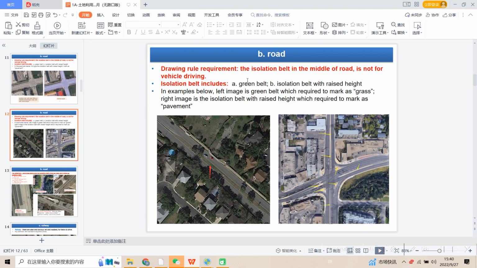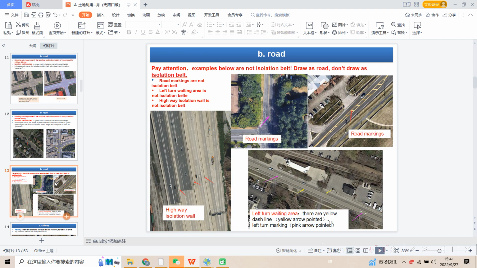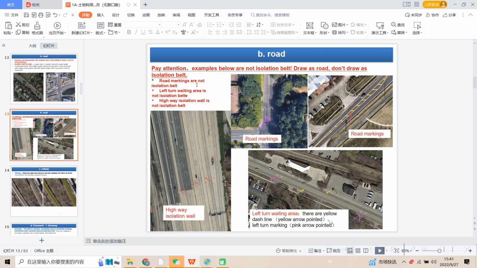And the green belt. In this example below, the left image is a green belt, which is required to be marked as grass, and the right image is an isolation belt with raised height, which is required to be marked as pavement. So when you draw a road, remember to exclude them in your drawing. And be careful, the examples below are not isolation belts. They are just markings on the road or a highway isolation wall. Those don't have a height and they have the same material as the road.